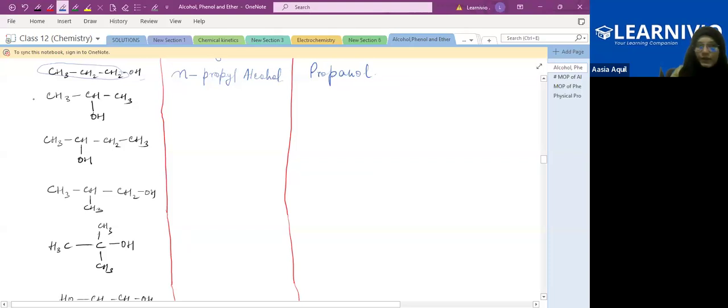Yes, Jupiter, this one. Isopropyl alcohol, propan-2-ol. Yes, good. It is propane, propan-2-ol. One, two, three. Okay, at the second position there is a hydroxyl group.